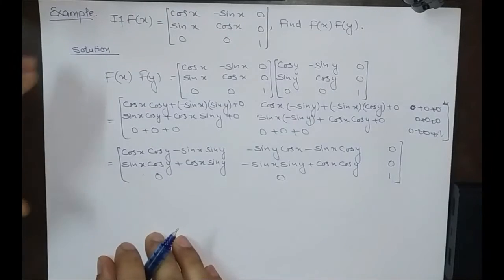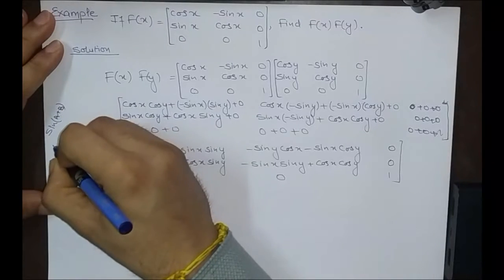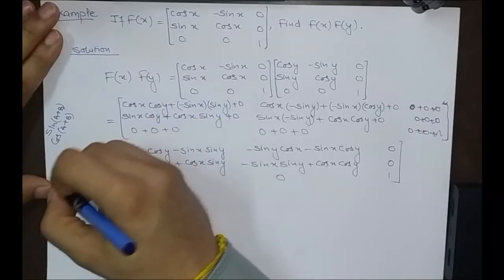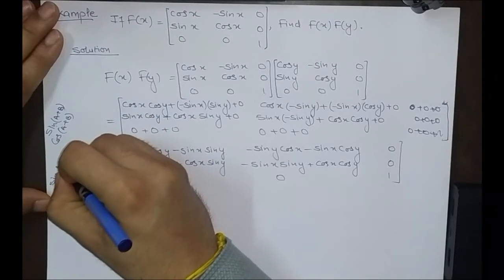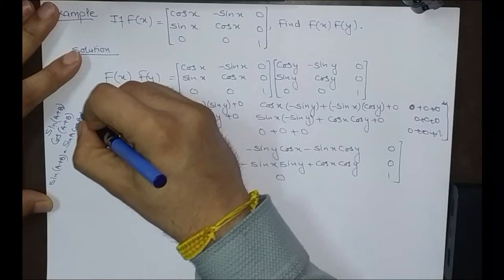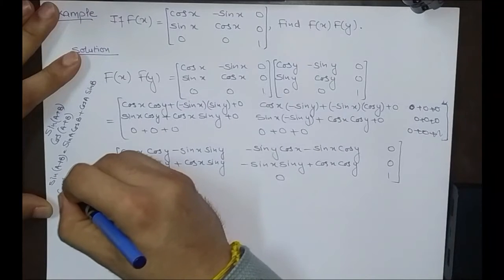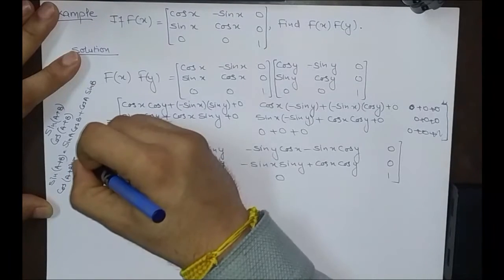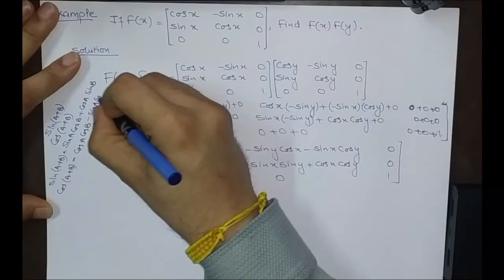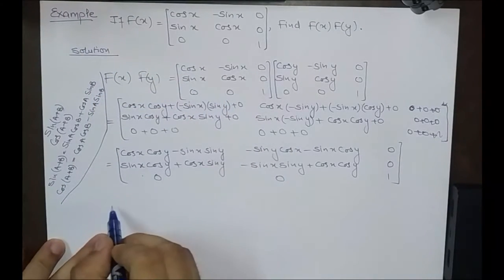Now we know the two formulas of sin(a+b) and cos(a+b). sin(A+B) is equal to sin A cos B plus cos A sin B, and cos(A+B) is equal to cos A cos B minus sin A sin B. These two formulas we will follow here.